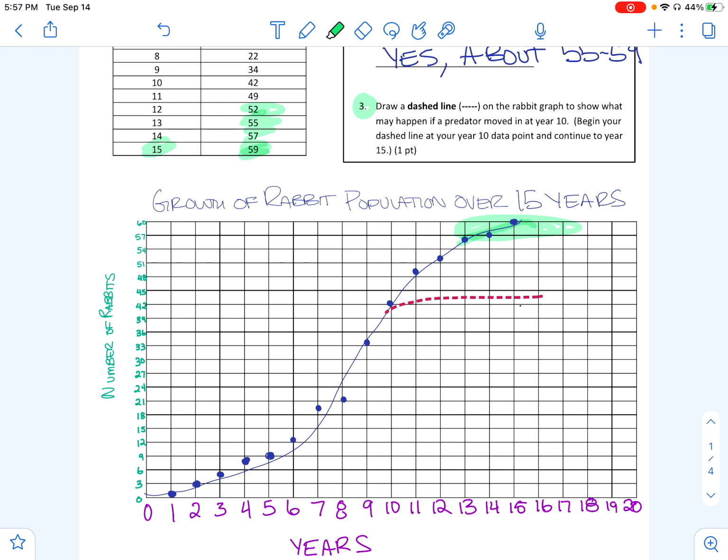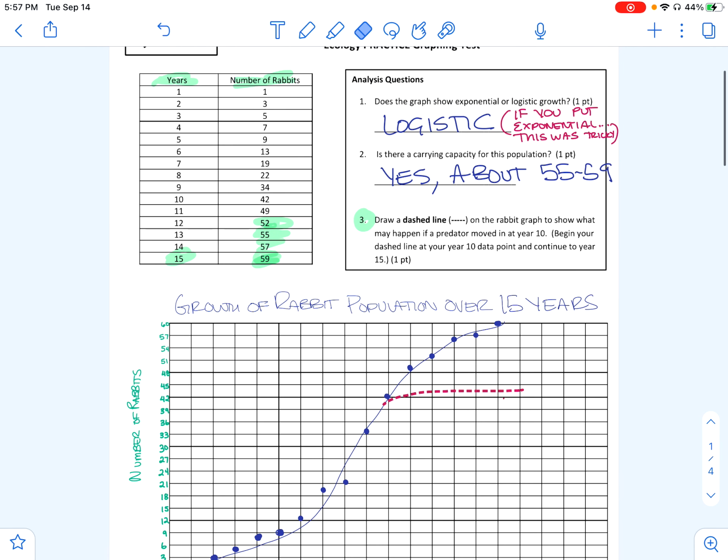So what I did is I showed the population leveling off, because if they have a predator, that's a limiting factor. They can't grow exponentially anymore. So that's why I drew my line kind of leveling off. If you drew your line more like down and then leveling off, that's fine too. Okay, but it definitely wouldn't go straight up anymore. Definitely not that.